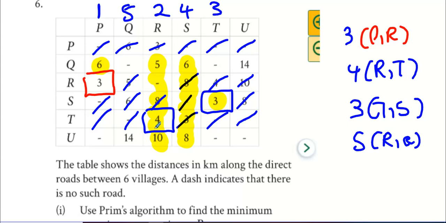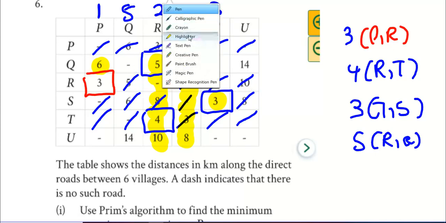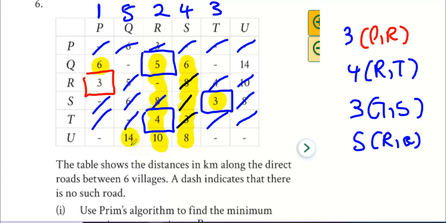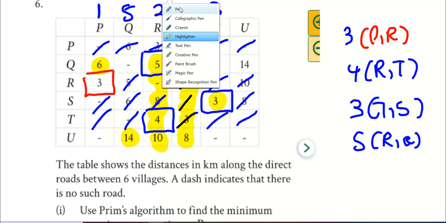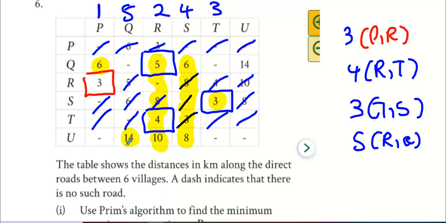Wait. Oh yeah, we chose R to Q, yeah. That's 5. All right. Now, this list becomes available to us because Q is also part of the choices. Okay. So what's the last choice that remains? Which is the smallest one left? 8, which is S to U.